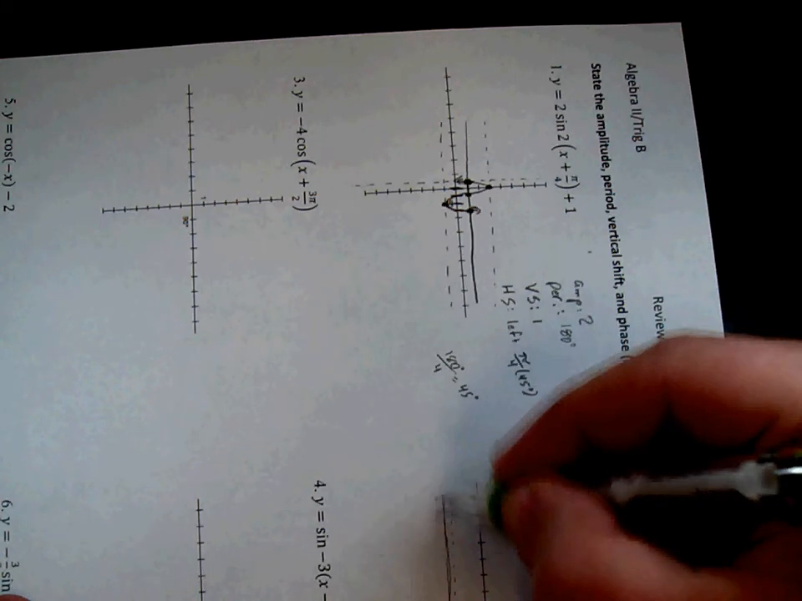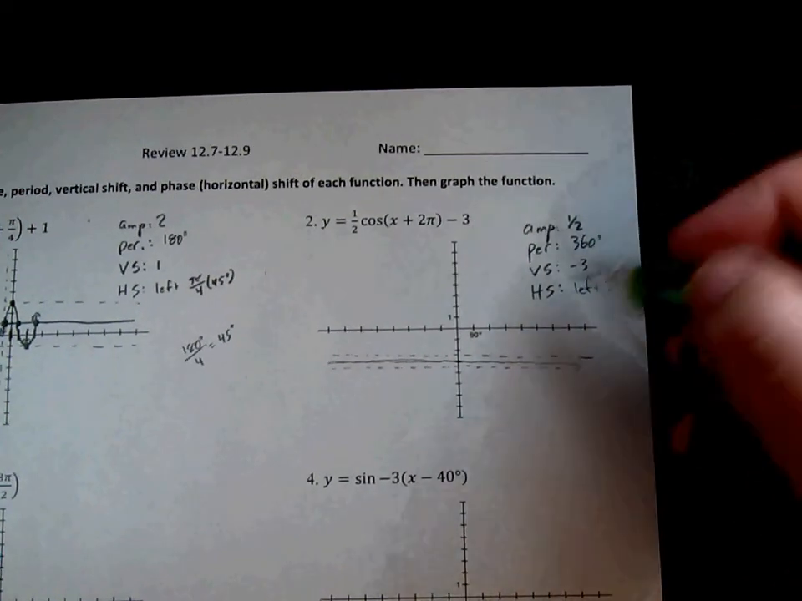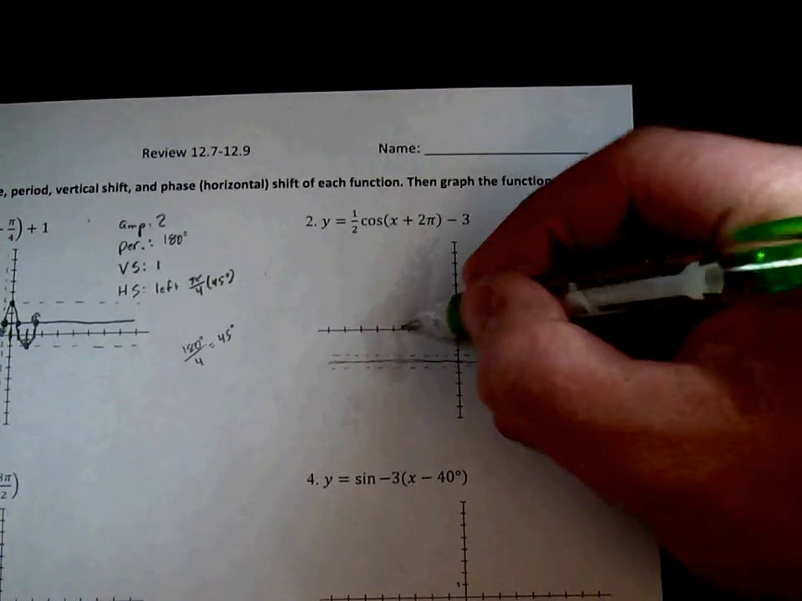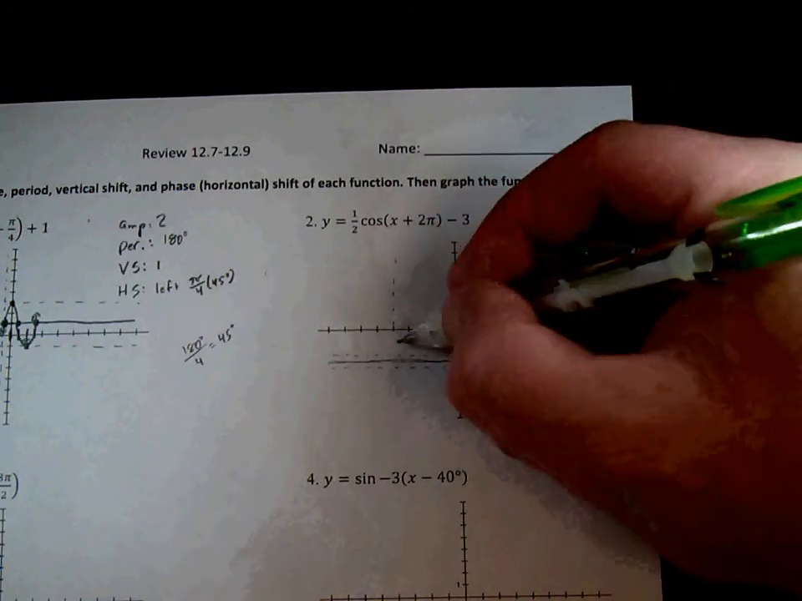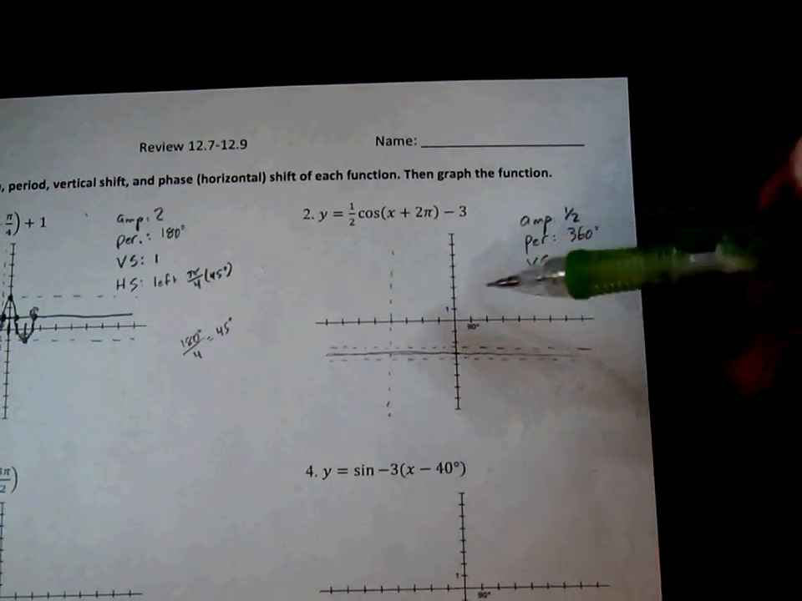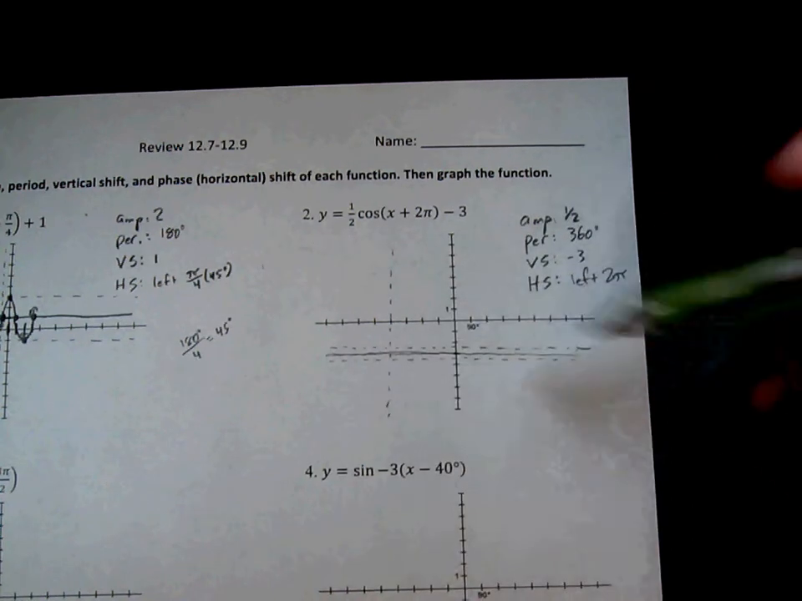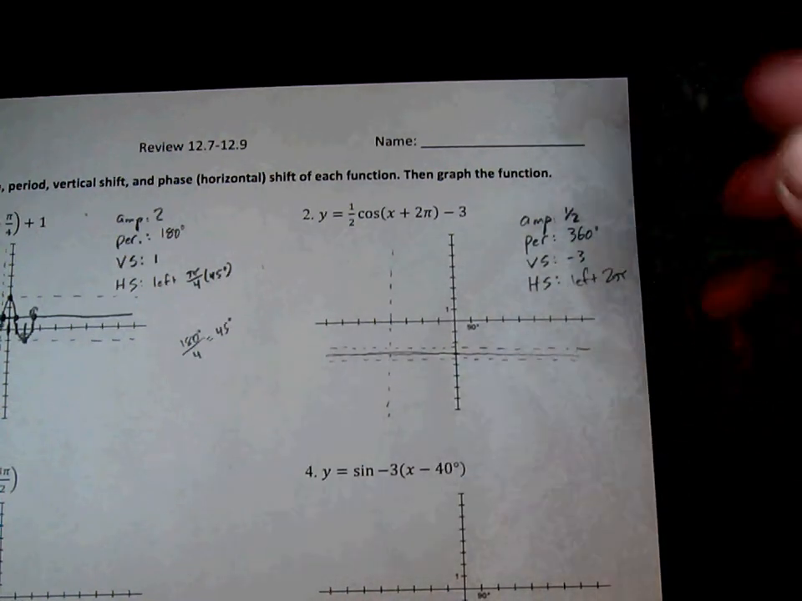With an amplitude of 1/2, I stay pretty close to that midline. Okay. Shifting left 2 pi, so 360 degrees. And it takes me 360 to do an entire period, so if I start at negative 360 and add 360, I get to 0. So from negative 360 to 0 is where I'm going to do my period.